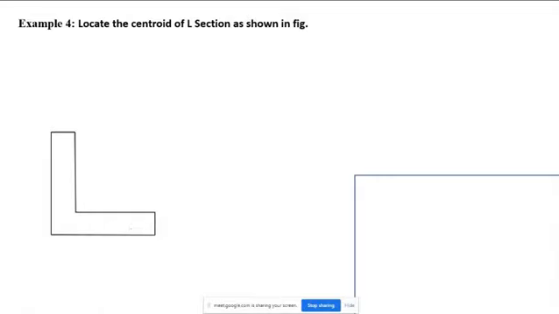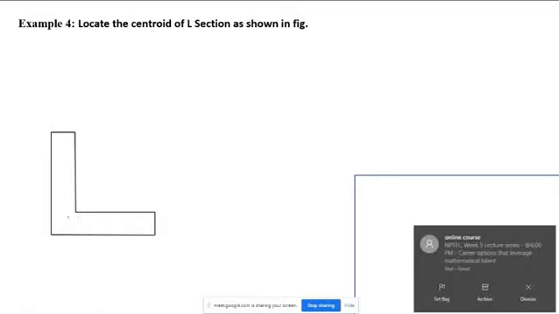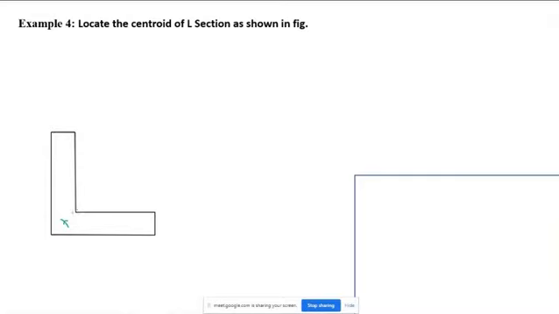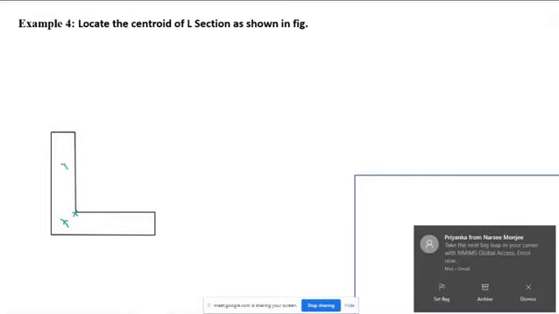Now what you need to do, can anybody tell me where exactly the centroid will lie? Will it be here? Will it be here? Will it be here? Or will it be here? Can anybody guess where exactly the centroid will lie?